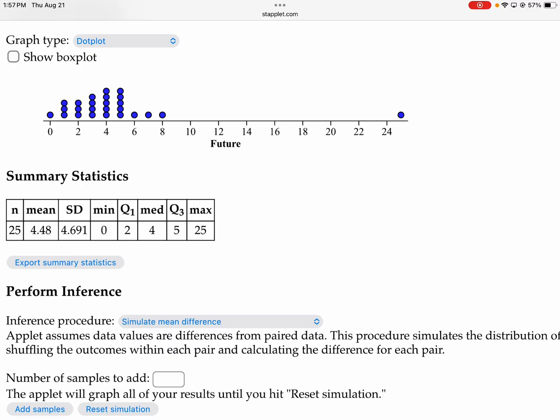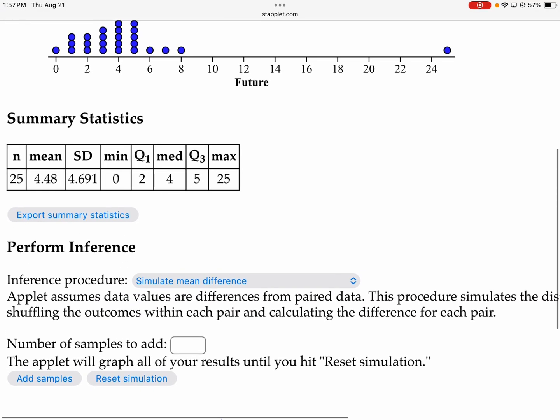Where do we look for the median once we have put all the data in? Where's it at? Yeah, it's in the summary statistics, and it's the one that says MED. Okay, it is my median. So my median right there is 4.